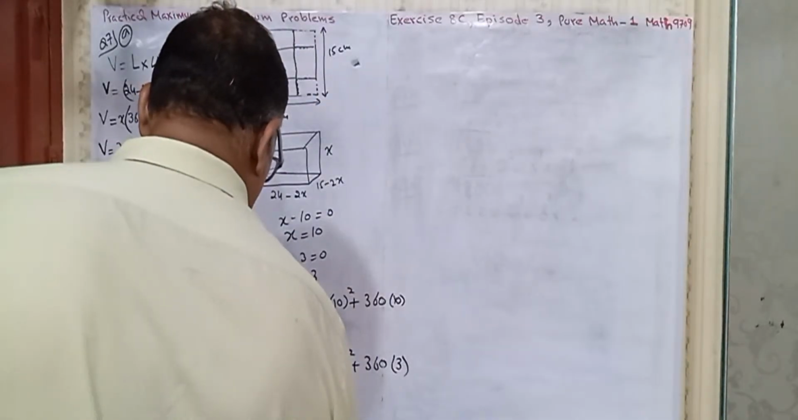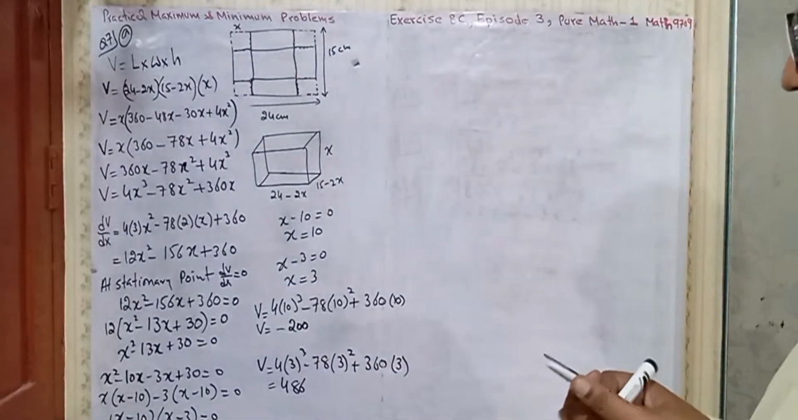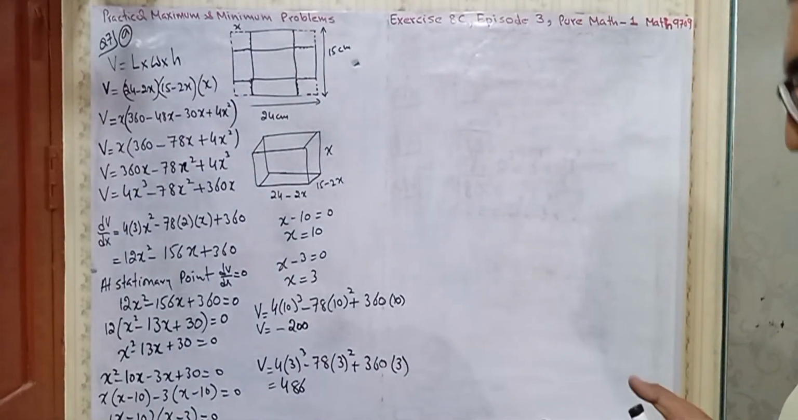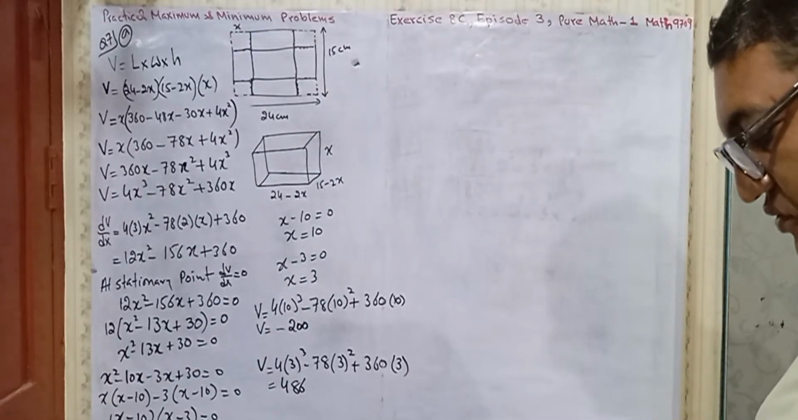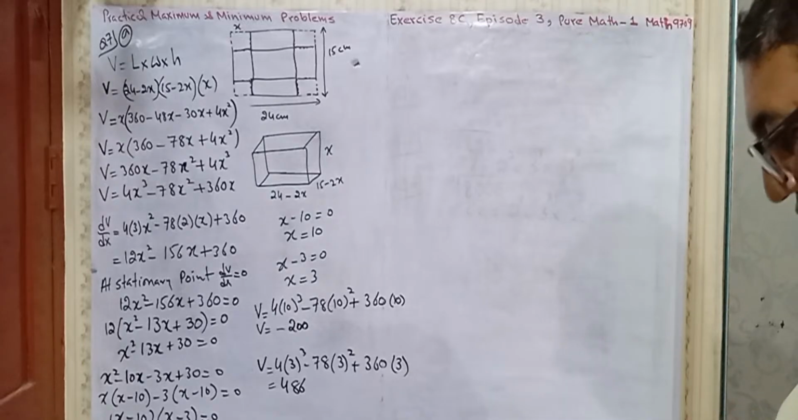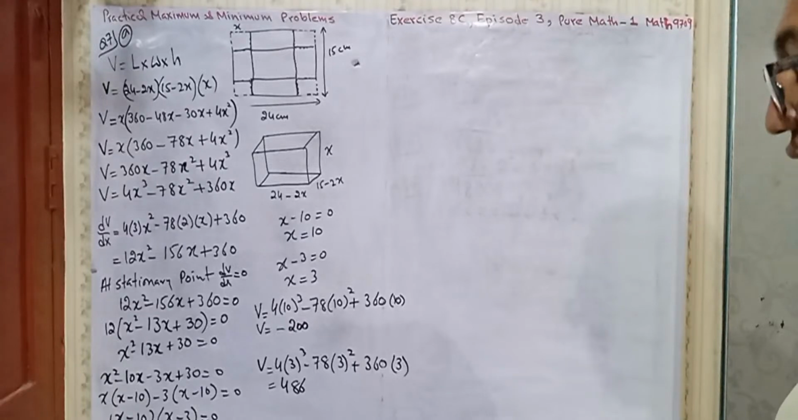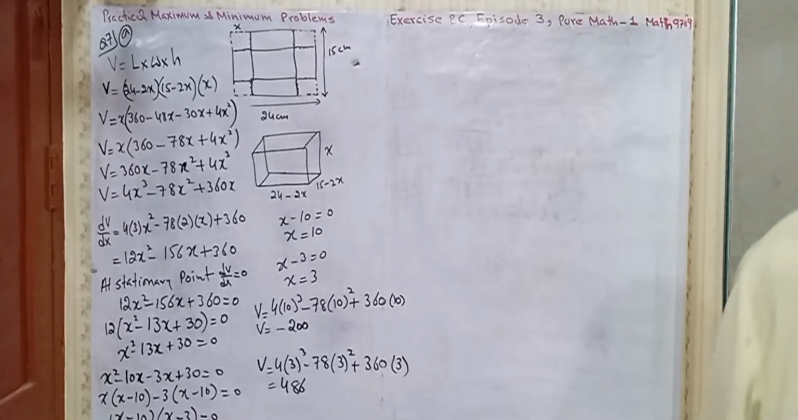The volume should be positive. Let me check this again. It does not look good. 4 multiplied by 10 raised to power 3, and then minus 78 multiplied by 10 squared, and then plus 360 multiplied by 10, and it equals minus 200. So let me check the answer.